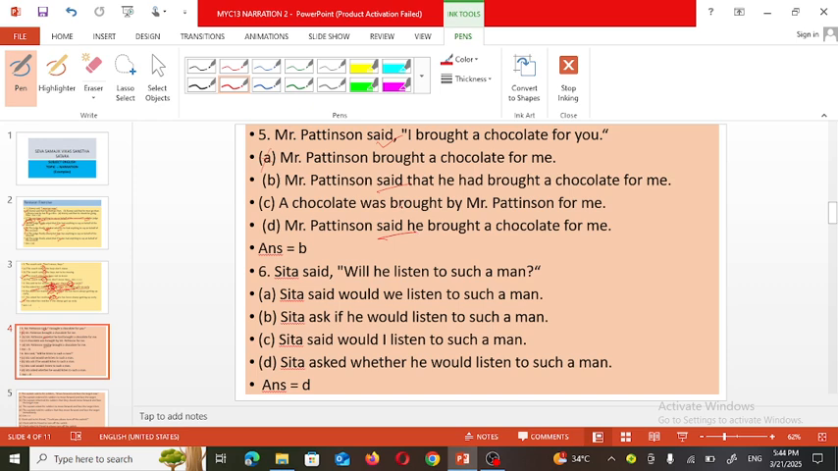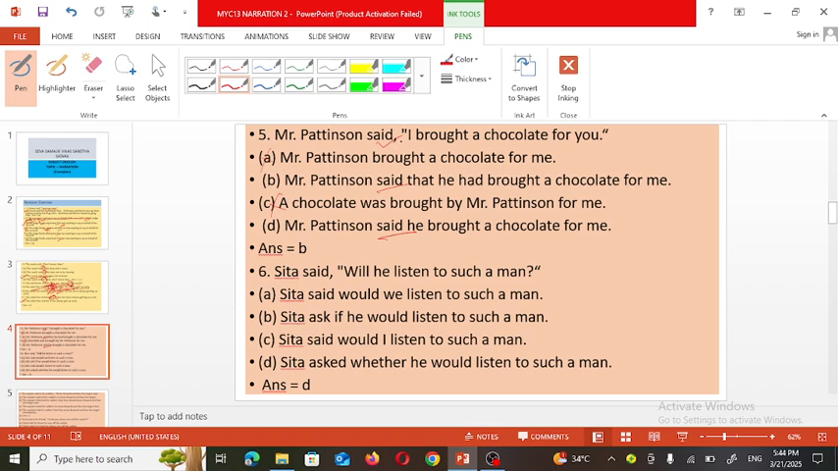Here, a chocolate was brought by Mr. Pattinson for me. So here, the sentence is changed from active voice into passive voice, which is not asked here. We have to change the sentence from direct speech to indirect speech. So only these two options we need to consider.